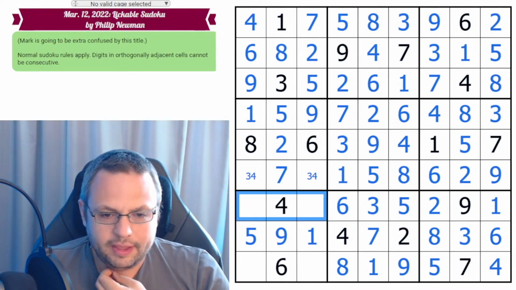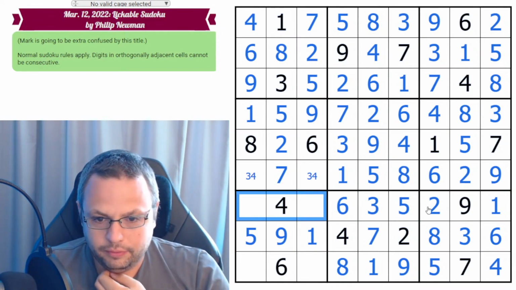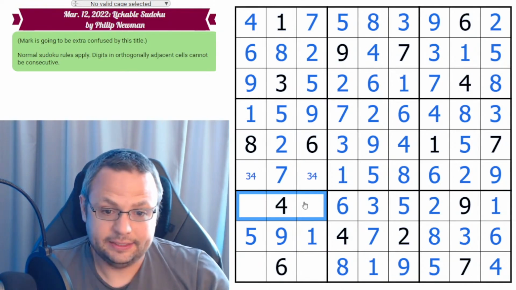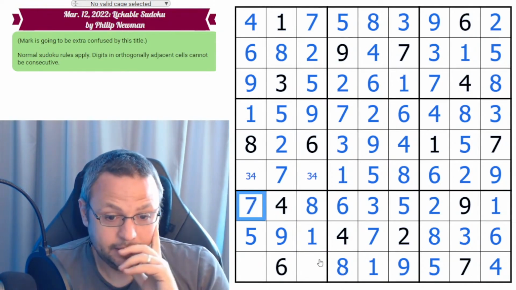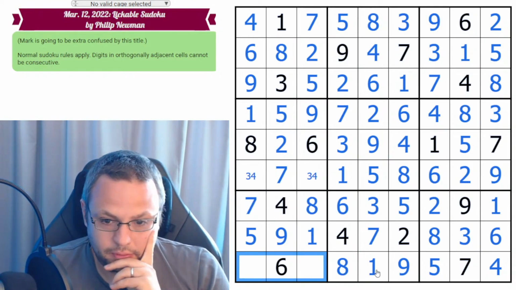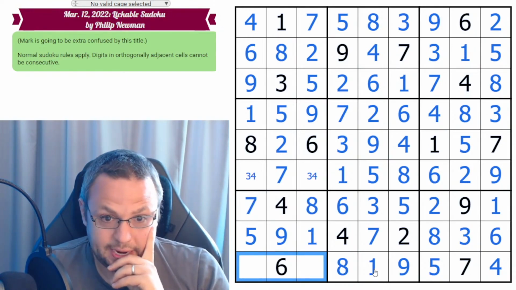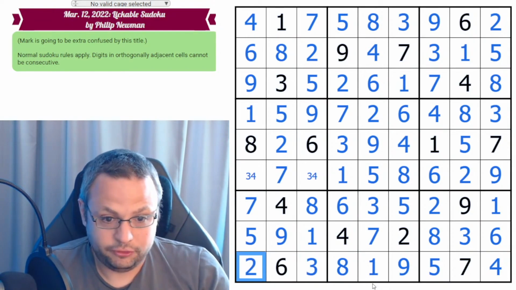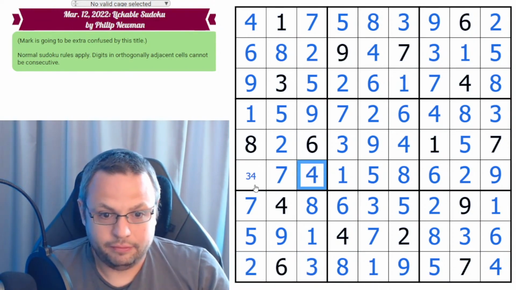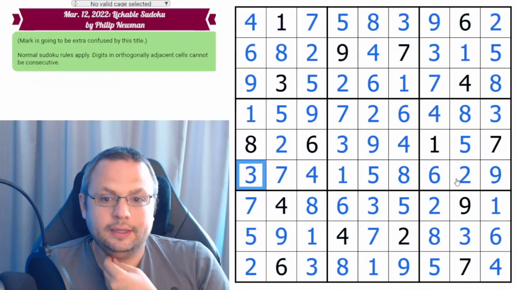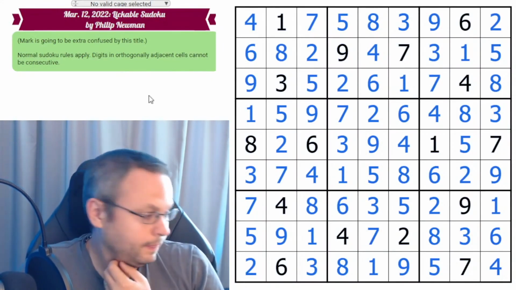So what's left in this row? 1, 2, 3, 4, 5, 6, 7, and 8. So that's an 8 and a 7. What's left in this row? A 2 and a 3, it looks like. So that's a 3 and a 2. And that gives me a 4 and a 3. And there we go.